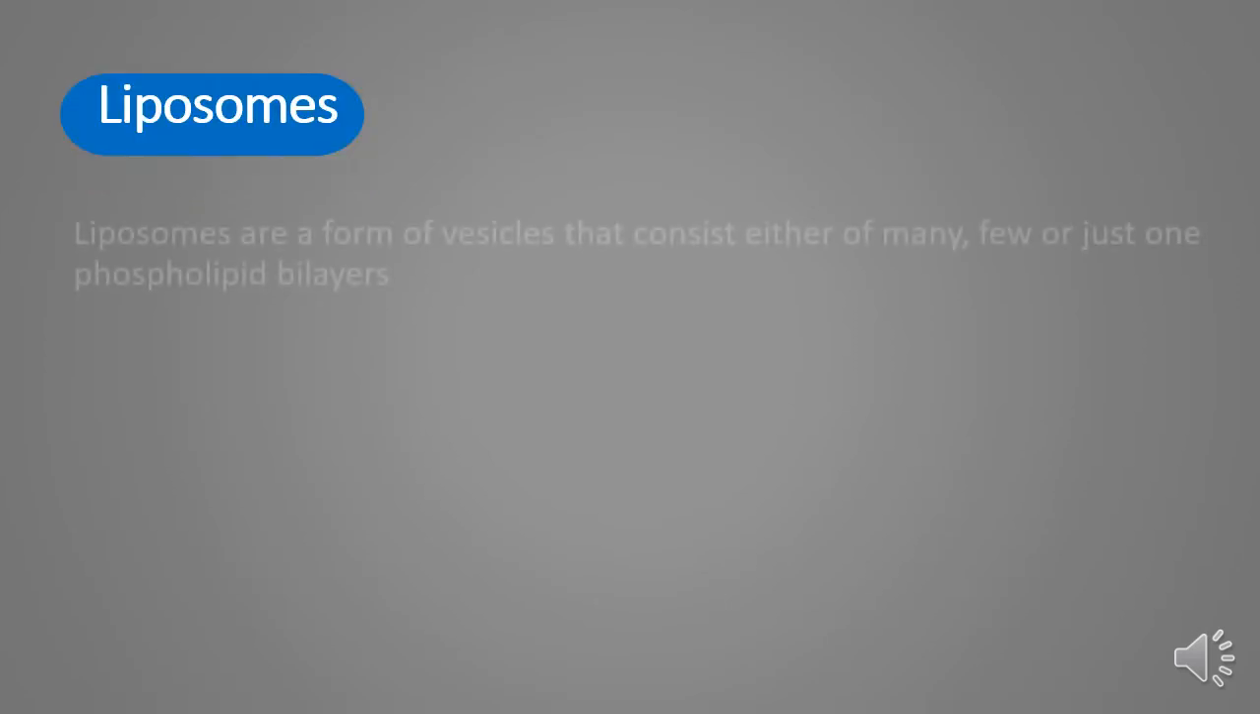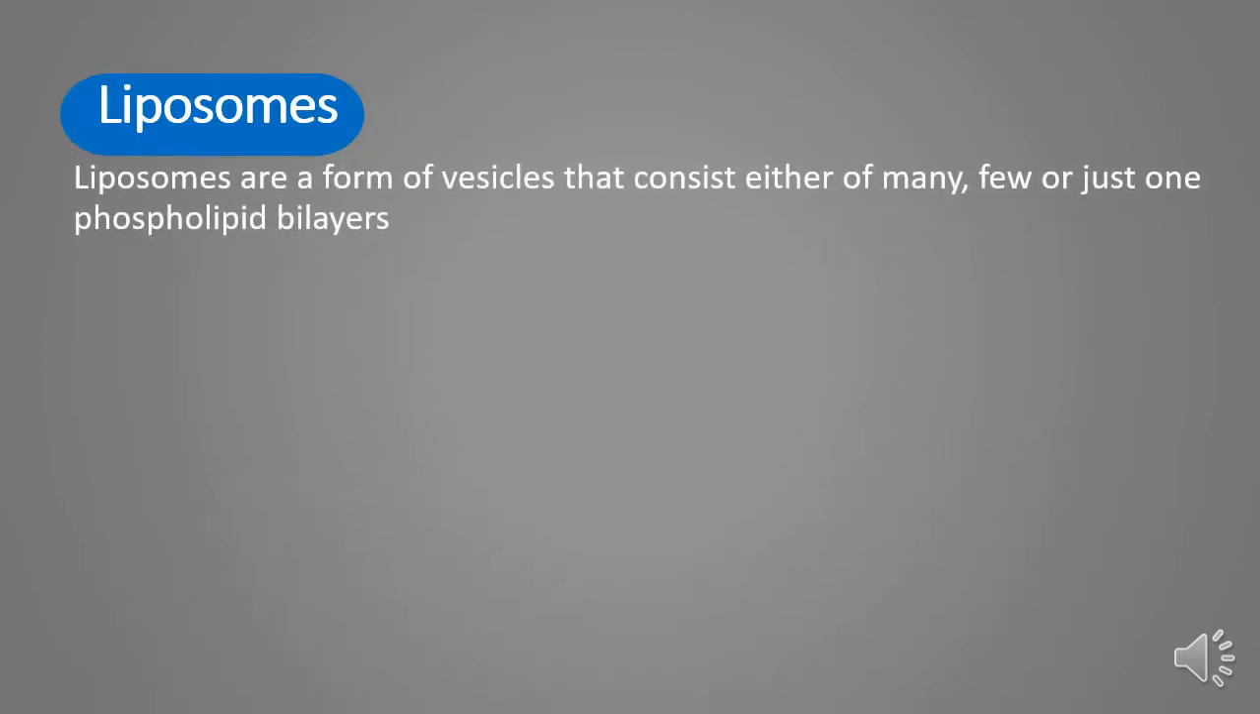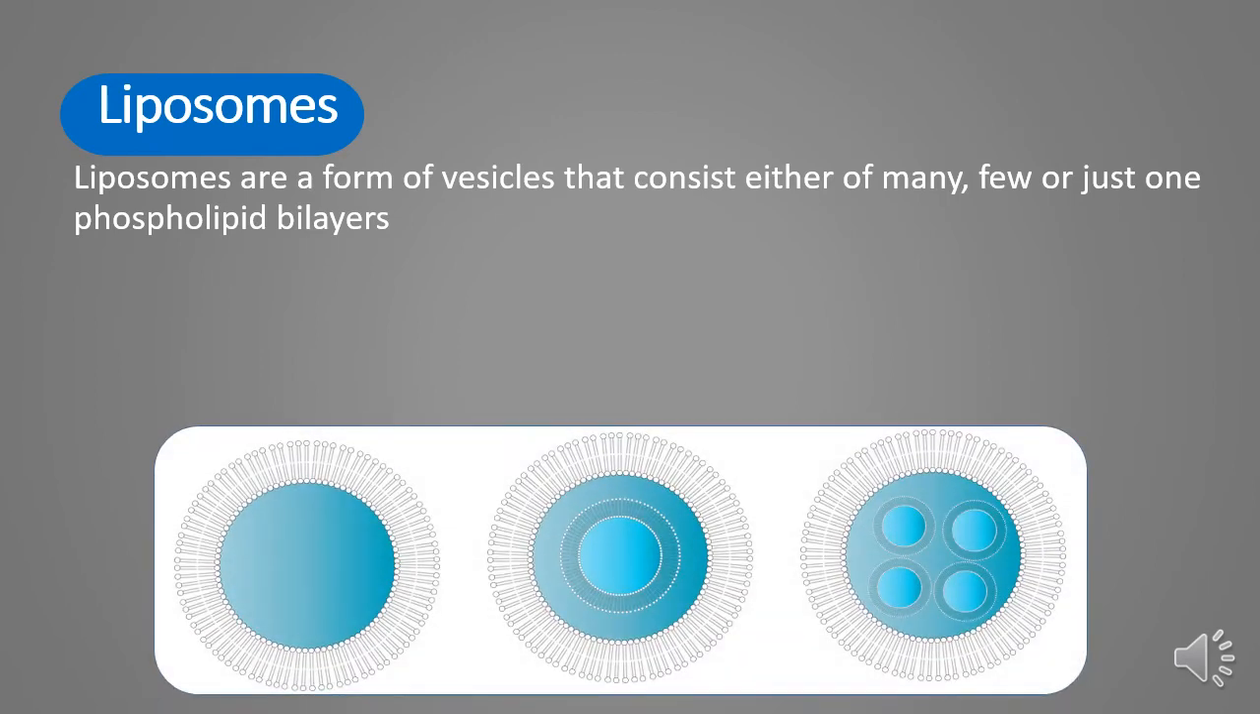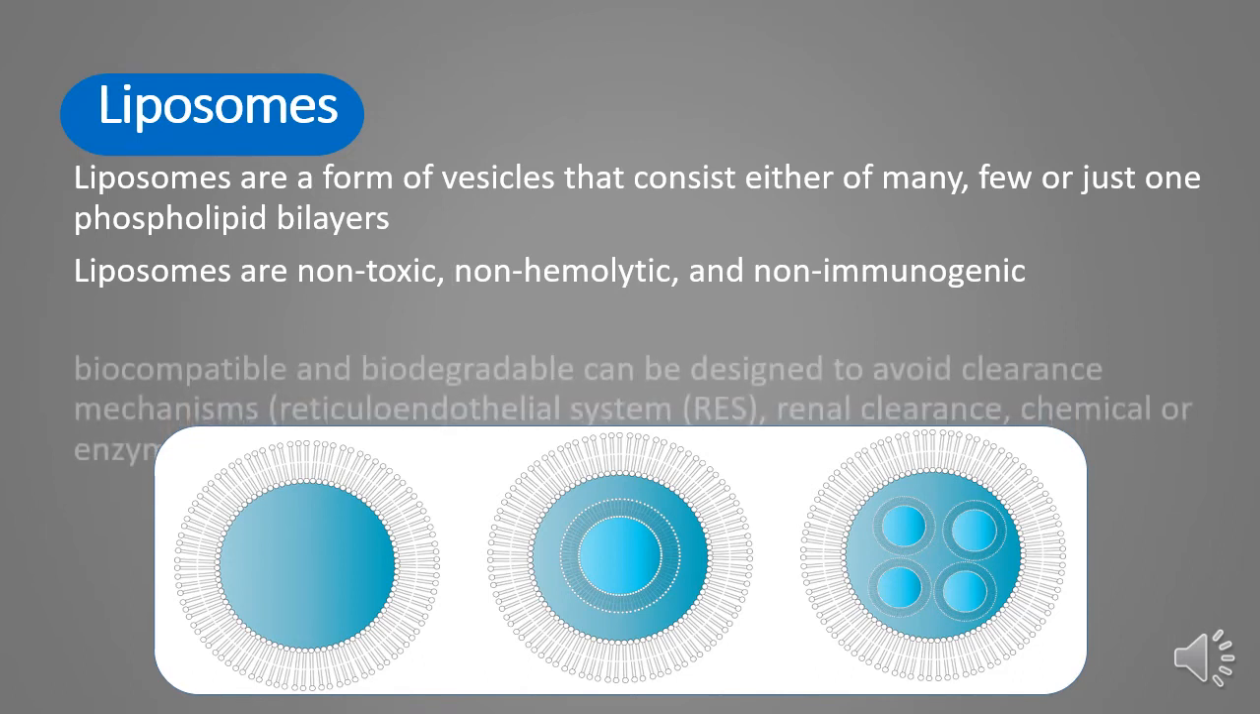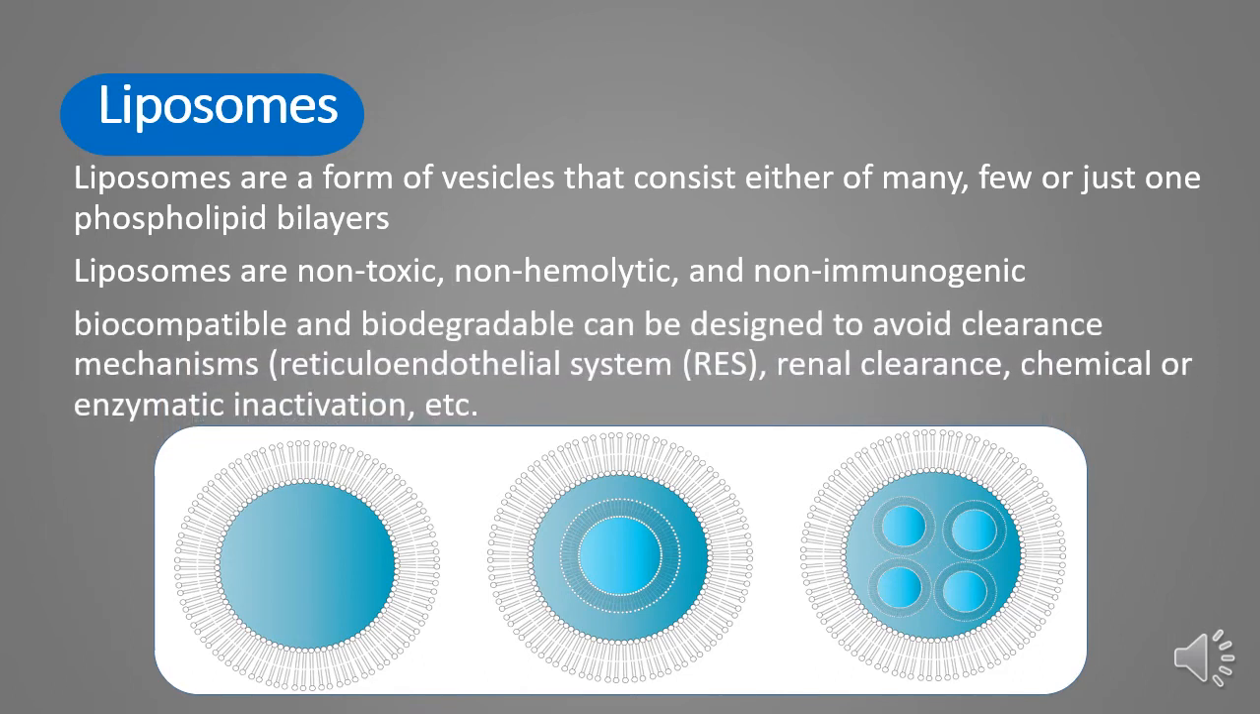Liposomes. Liposomes are a form of vesicles that consist of either many, few, or just one phospholipid bilayer, as shown here in this figure. Liposomes are non-toxic, non-hemolytic, and non-immunogenic since the lipid bilayer forming the liposome is part of human cellular membranes. They are also biocompatible and biodegradable, and they can be designed to avoid the clearance mechanism of the body.